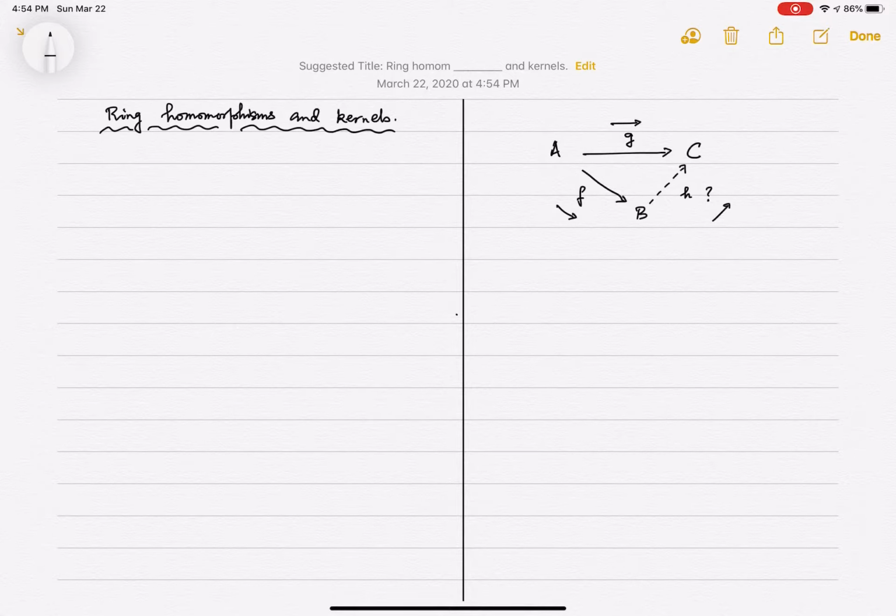Okay, and if A, B, C were groups and these were group homomorphisms, we had a theorem which said that if the kernel of F is in the kernel of G, the kernel of F is a subset of kernel of G, then, and a little more, F has to be onto, then there exists such an H and it's unique. And then there was some more refinement. And exactly the same thing is true for ring homomorphisms. Almost the same proof goes through. So we'll go through this quickly.